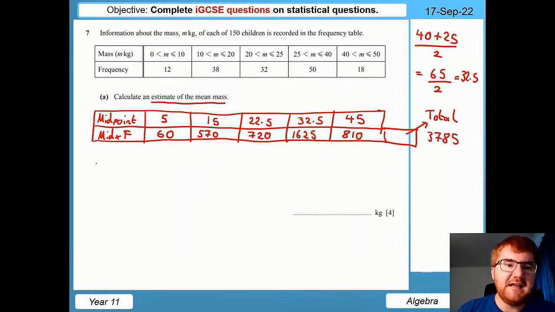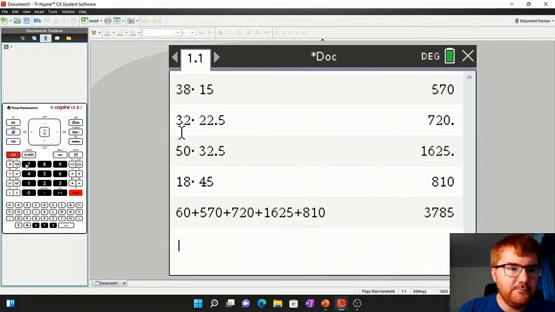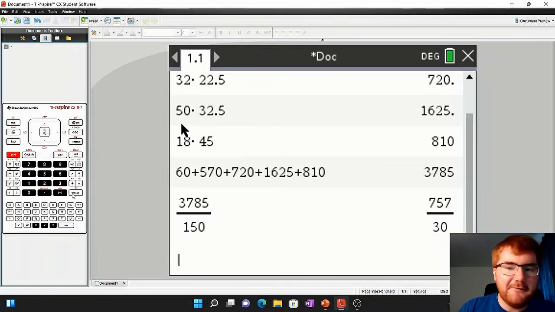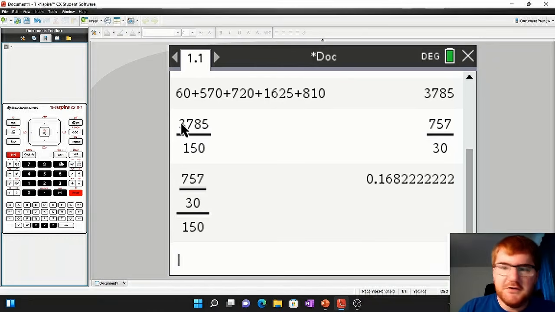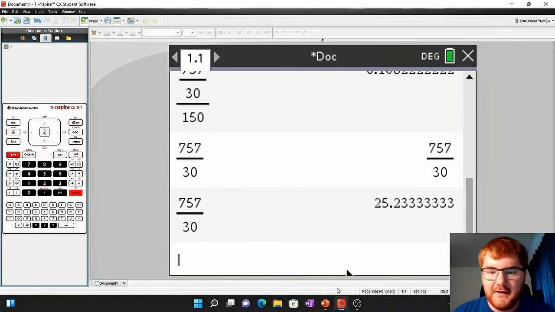And then to work out this estimate, remember it's an estimate because we are using the midpoint of each category. We take that 3,785 and divide it by the total. Now the total is usually given in the question, so we're given 150. So that's going to be our last step. Let's work it out. We divide by 150, giving us, well, certainly a fraction, but then we can just change this to a decimal. Again, we get that, and there we are. We get our final answer of 25.2.